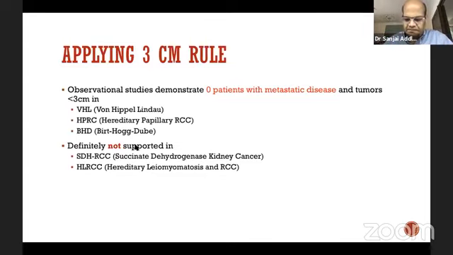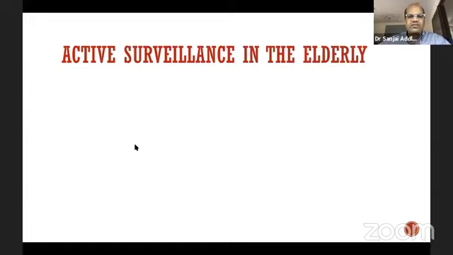So this is where active surveillance and genetic screening, so that you know the syndrome, and that's how you manage them actively. Okay, then we come to the active surveillance in the elderly cohort of patients.